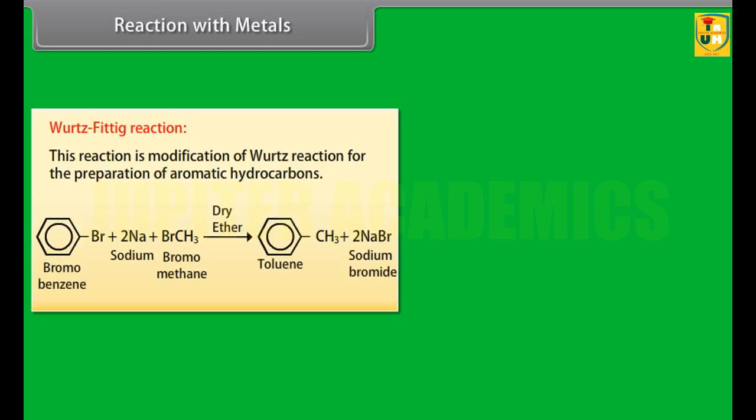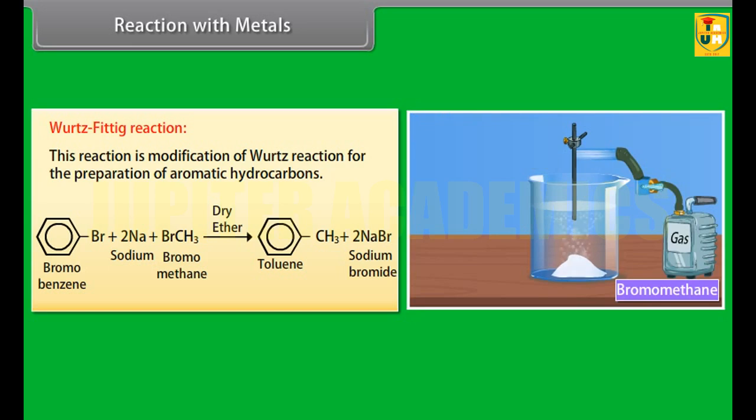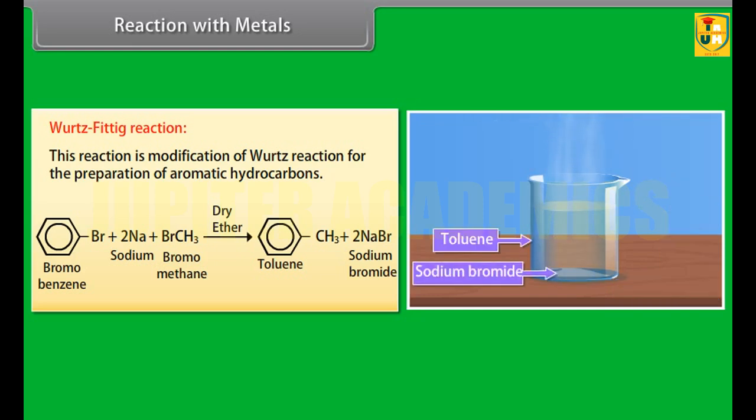This reaction is a modification of Wurtz's reaction for the preparation of aromatic hydrocarbons. In a solution of bromobenzene, add some sodium and bromomethane in the presence of dry ether, which reacts to give toluene and sodium bromide.